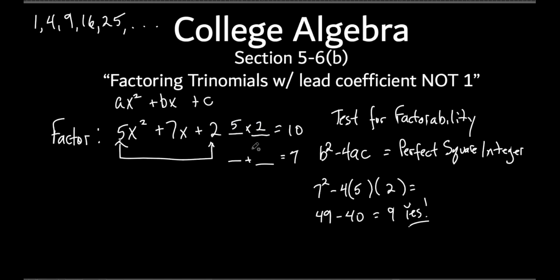So 5 times 2 is 10, and 5 plus 2 is 7. Now, what do I do with that? Well, I'm glad you asked. What we're going to do is take that middle one right there and split it up. What two things add up to be 7? The 5 and the 2.